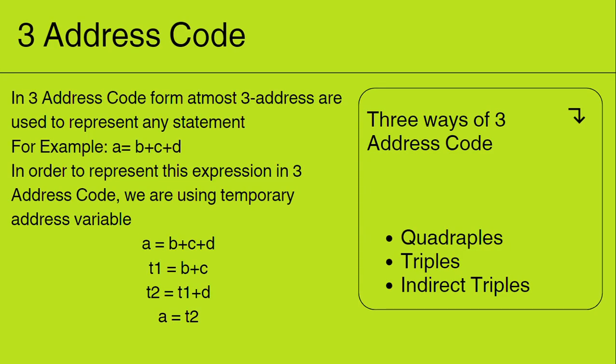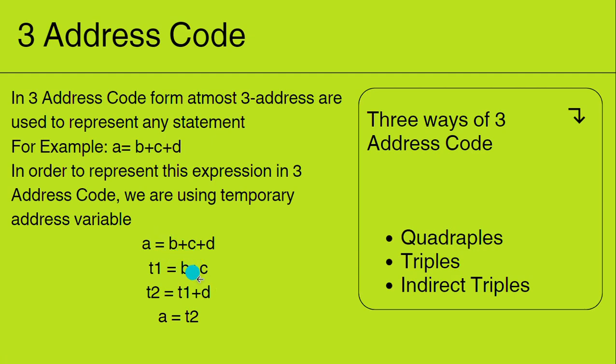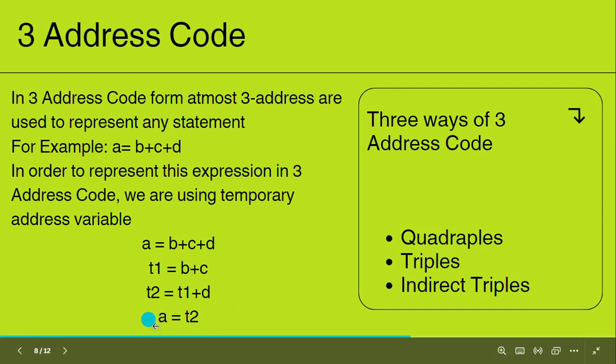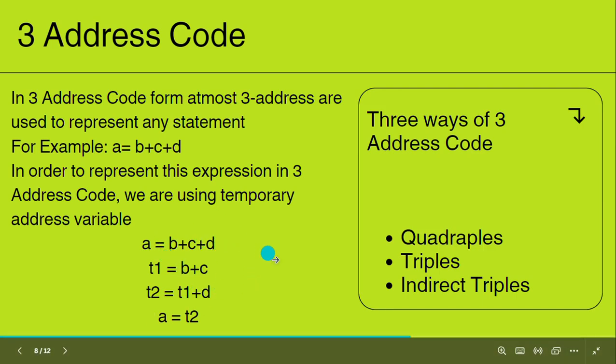Three address code form: at most three addresses are used to represent any statement. For example, A is equal to B plus C plus D. In order to represent this expression in three address code, we are using temporary variables. Here we see A is equal to B plus C plus D. In T1 we are storing B plus C. In T2 we are storing T1 plus D. So B plus C is stored in T1, and in A we are storing T2, like we are storing the whole sum.